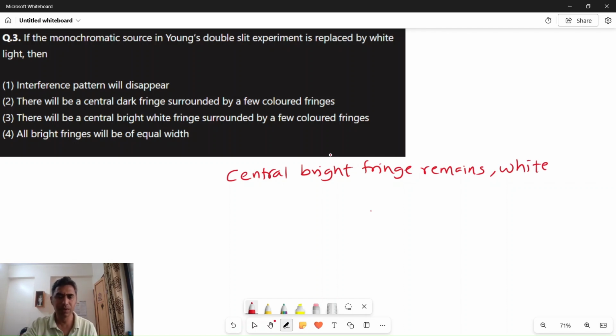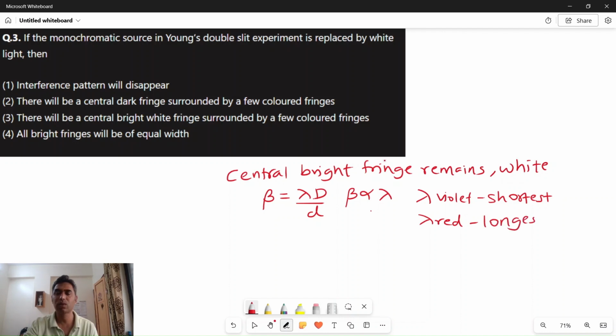Okay, now see, fringe width beta is equal to lambda capital D upon small d. Fringe width, it will depend on lambda. Okay, so lambda andre color. So bare color bare fringe width irtav. So violet, lambda violet is the shortest and lambda red is the longest. So central bright fringe, it will remain. So nearer to the central bright fringe, you'll have violet color, and then as we go far away, we'll have the red color. Okay, so the correct option will be, there will be a central bright fringe white surrounded by a few colored fringes. So third option is your correct option.